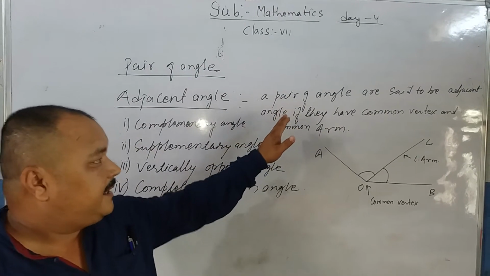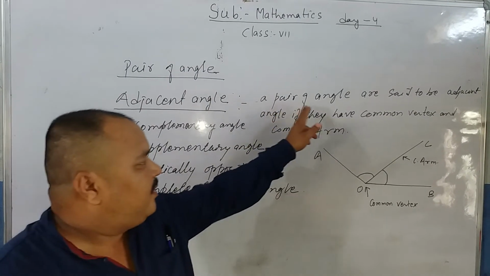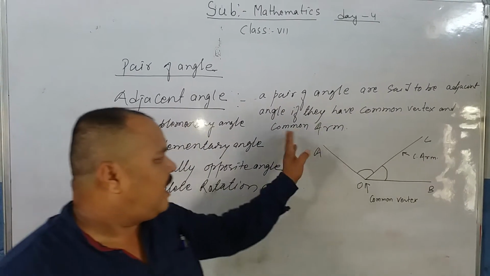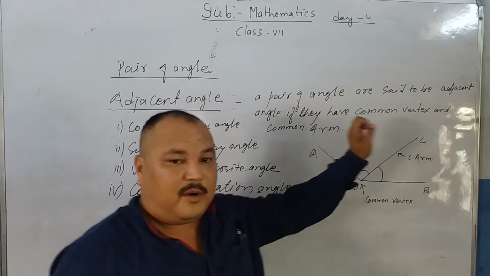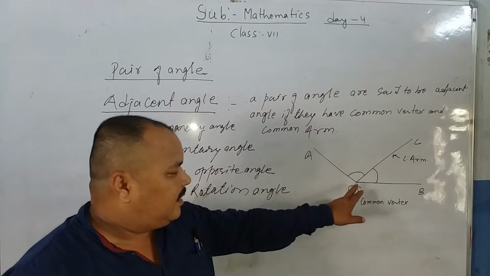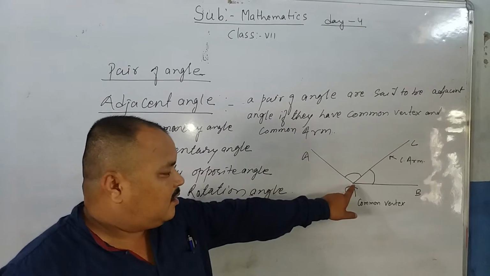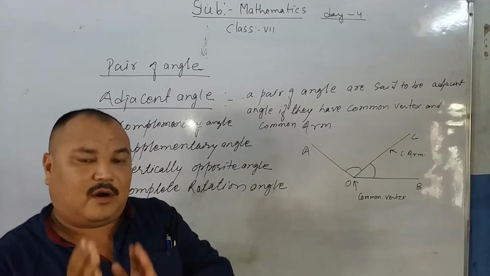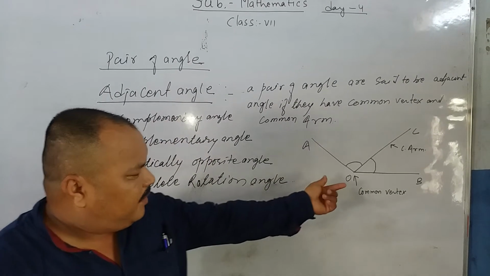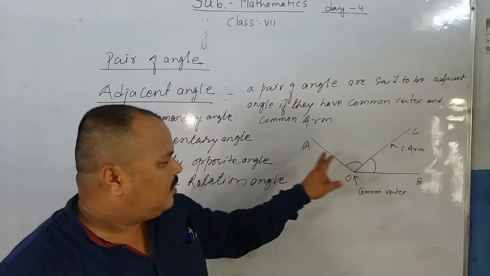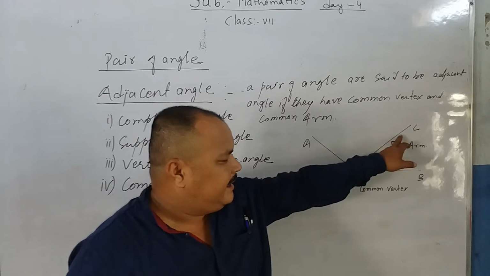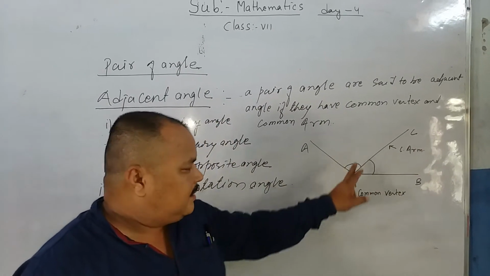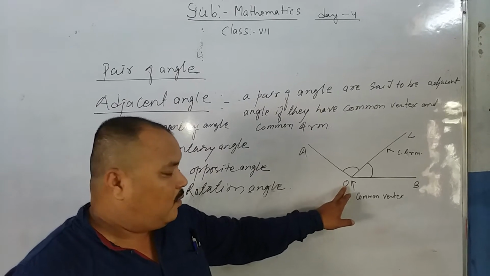You should know that a pair of angles is said to be adjacent if they have a common vertex and common arm. Common vertex means, look at these pictures, it is a common vertex. Say, for example, look here. Here are two angles, one is AOC, another is COB. Both angles have a common vertex O.